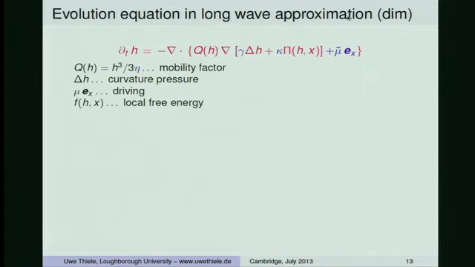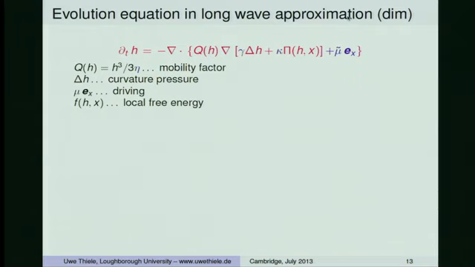And what does it look like? It looks like this. I think Len had it already on the slide, but let's go through it. So we have the time change of a film thickness profile h is equal to the gradient of a flux. So this is just continuity, mass conservation.